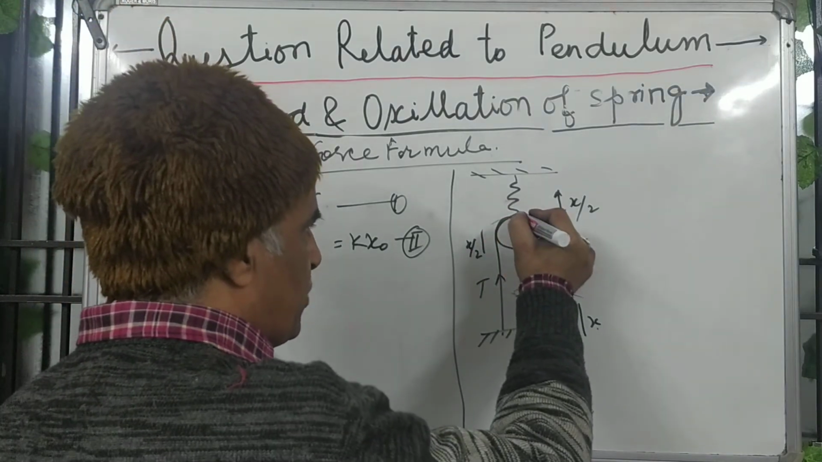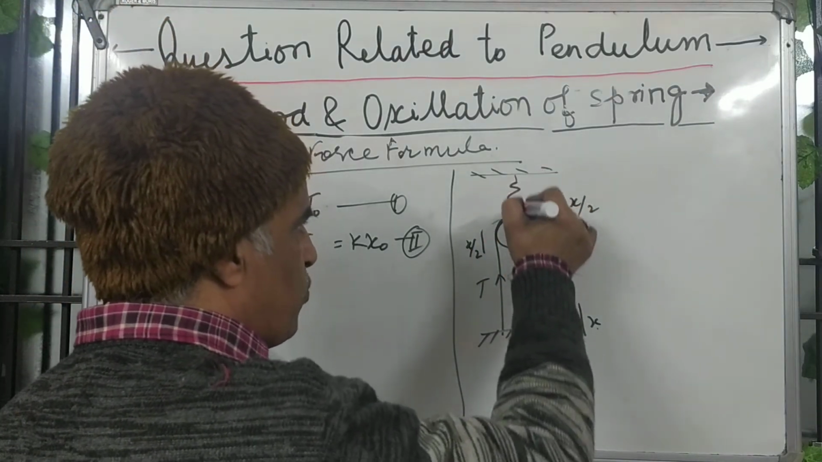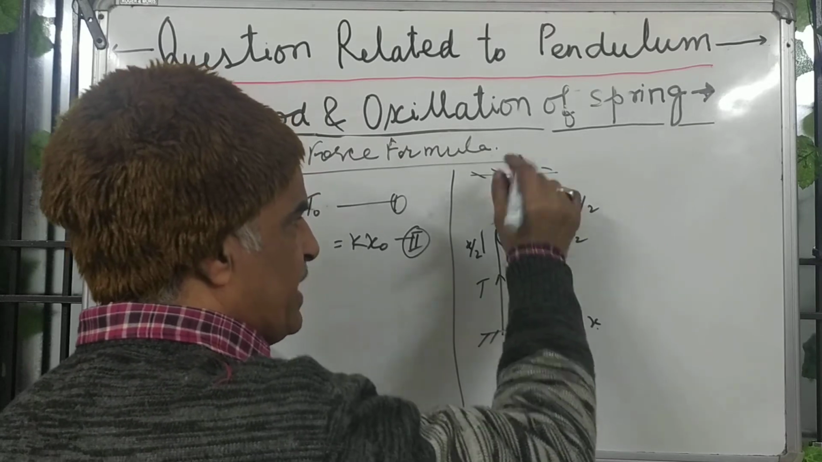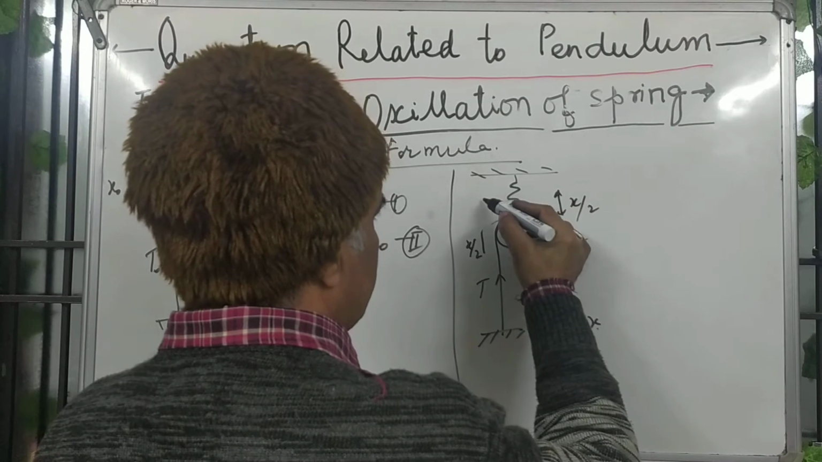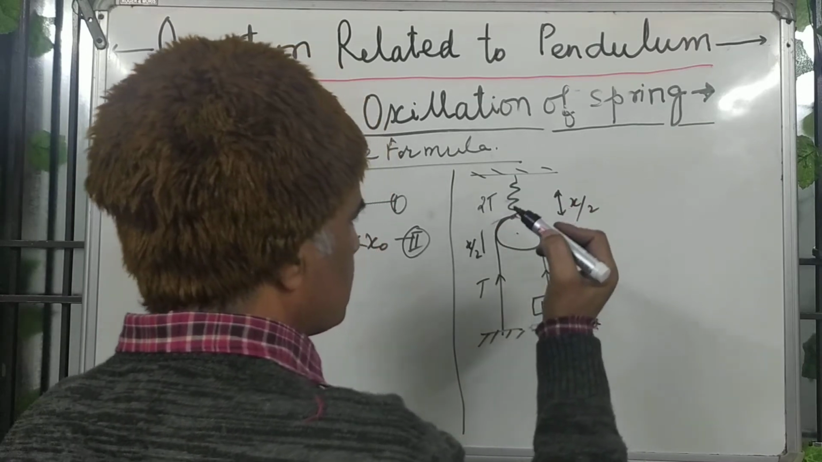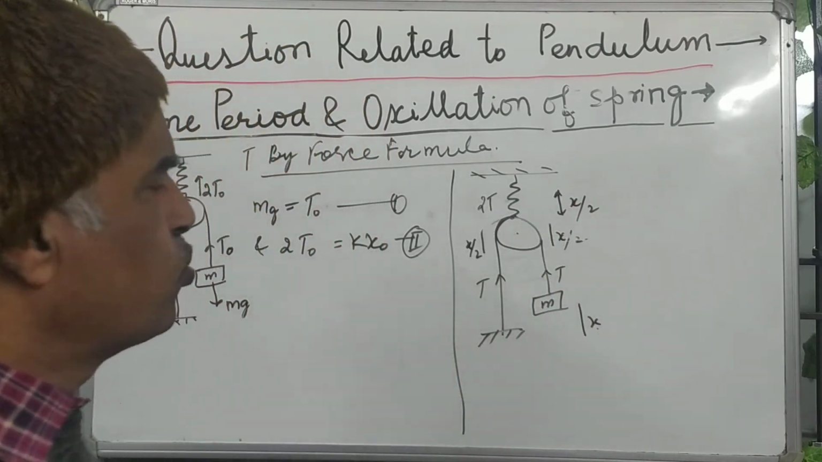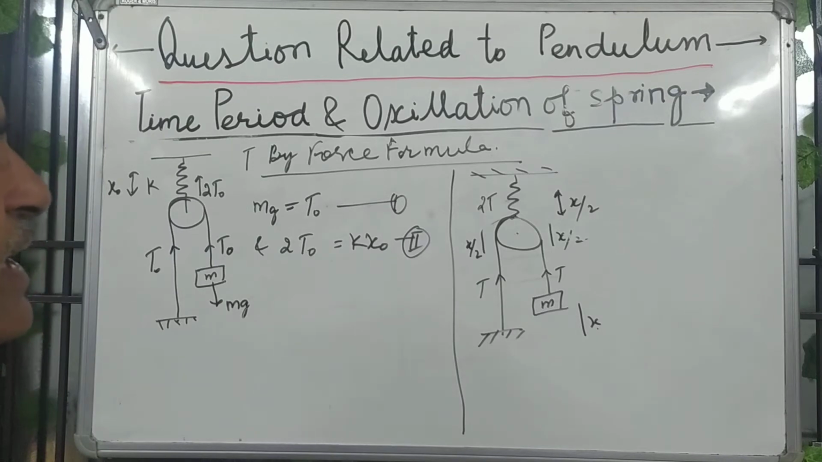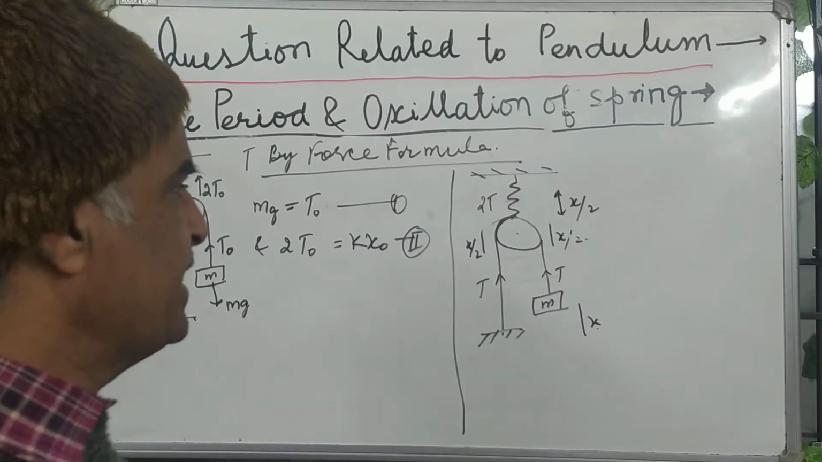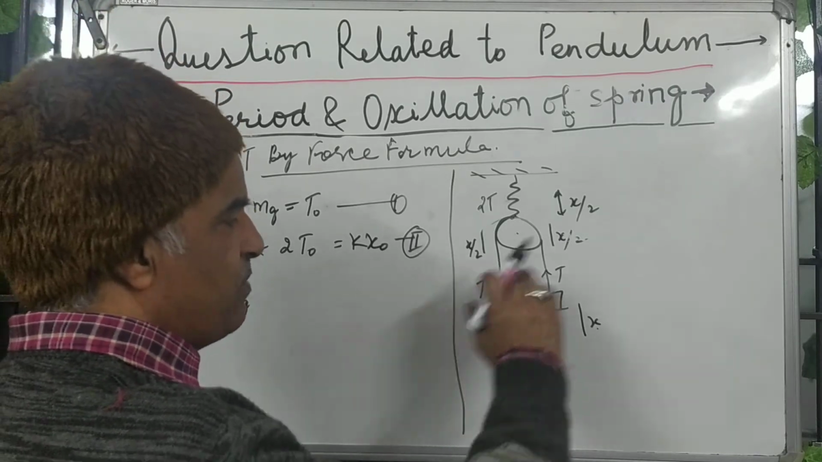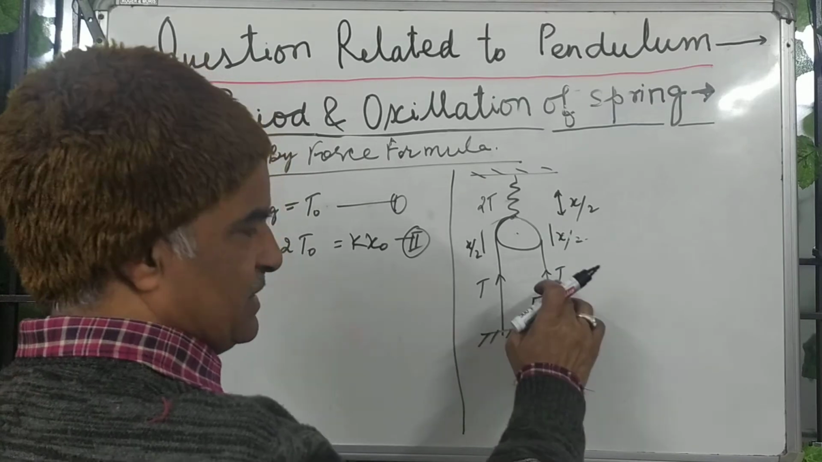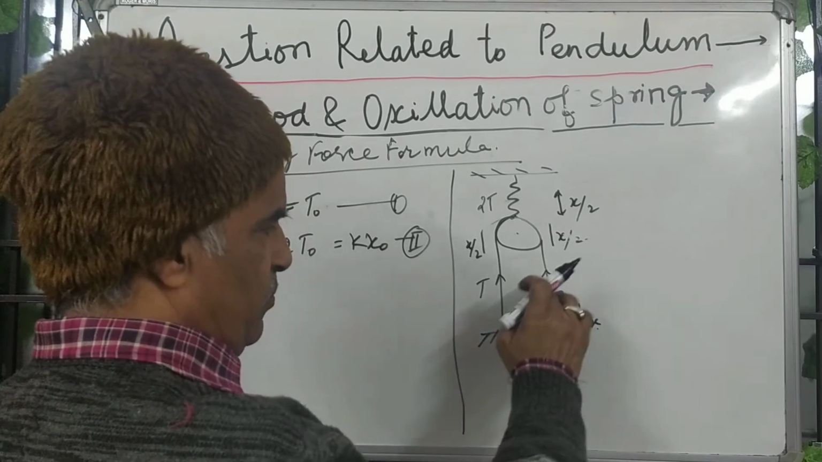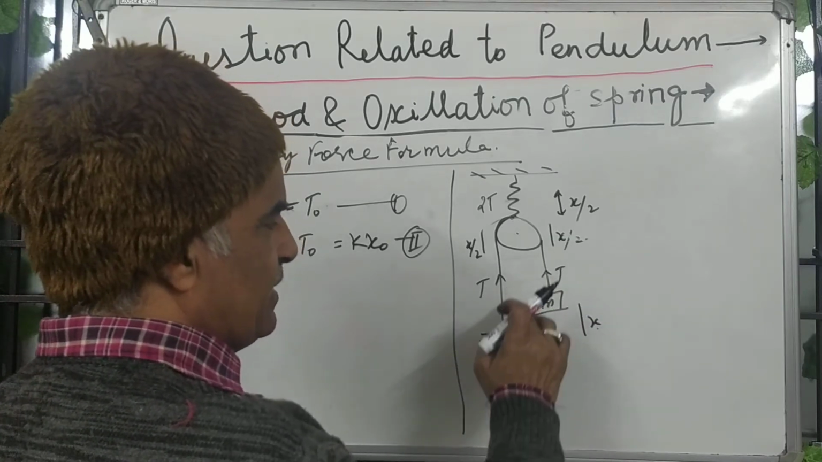Here 2T tension will be created, and due to 2T extension is taking place. So here this is the 2T, and due to 2T there will be extension. Now I am writing the equations. So first, related with this, what is the equation in this?